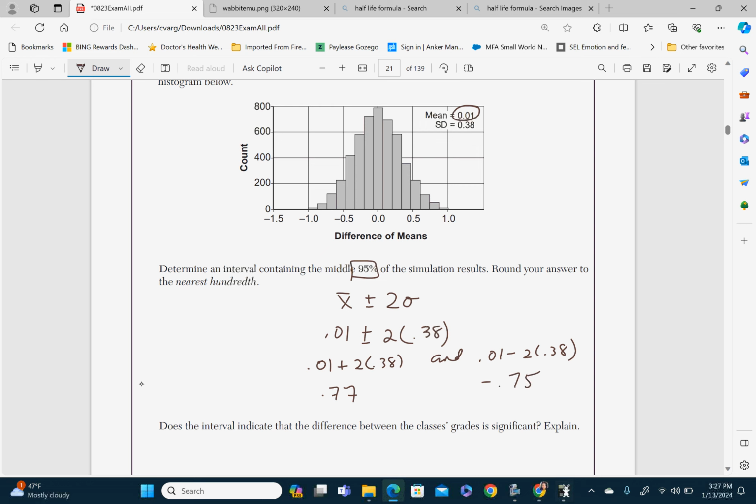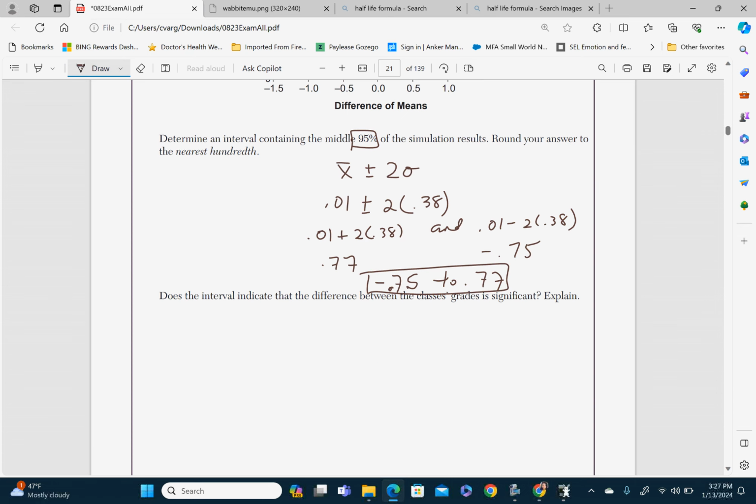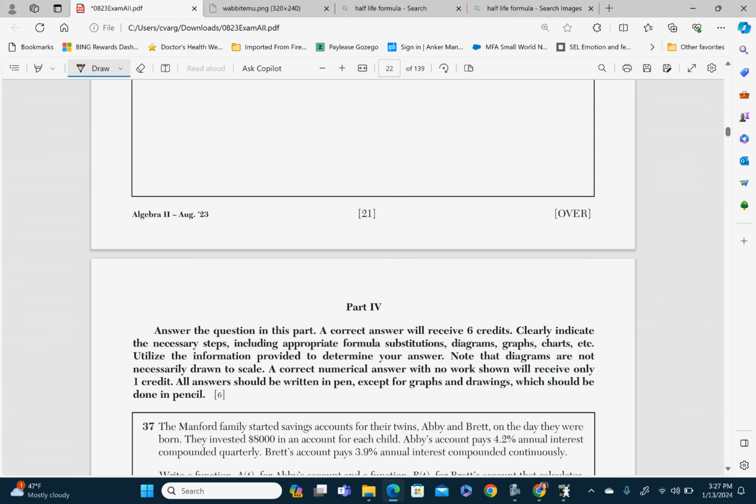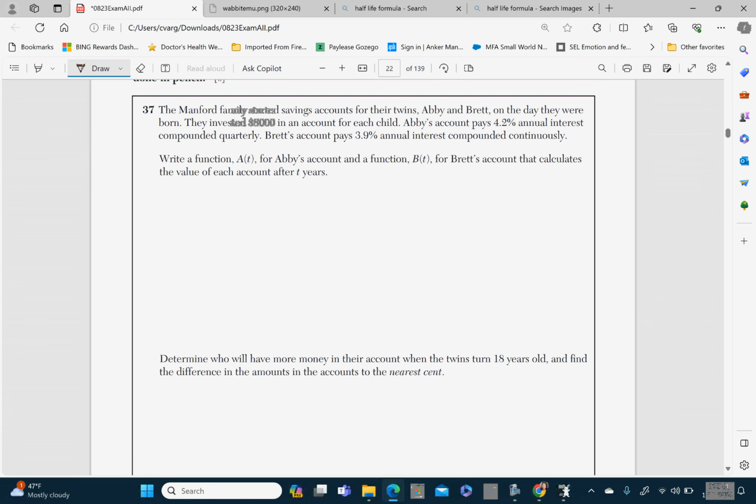So what is our interval? It's going to be from -0.75 to 0.77. And again, you did not know this, but I'm going to just show this to you now. Okay, don't worry about the other one. All right, so right now we're leaving that last question on the table.